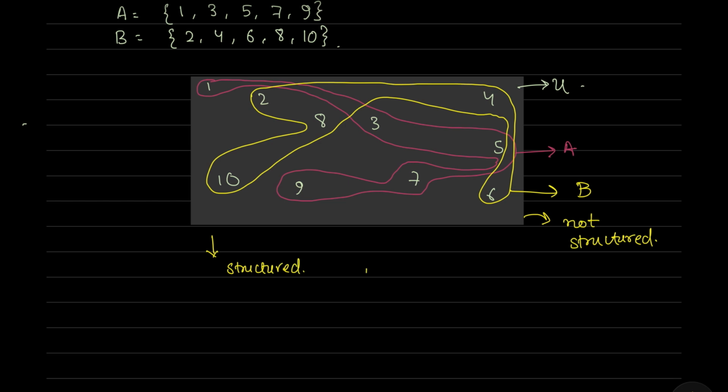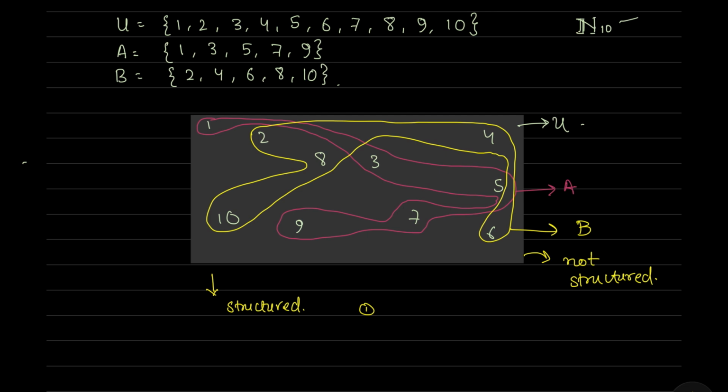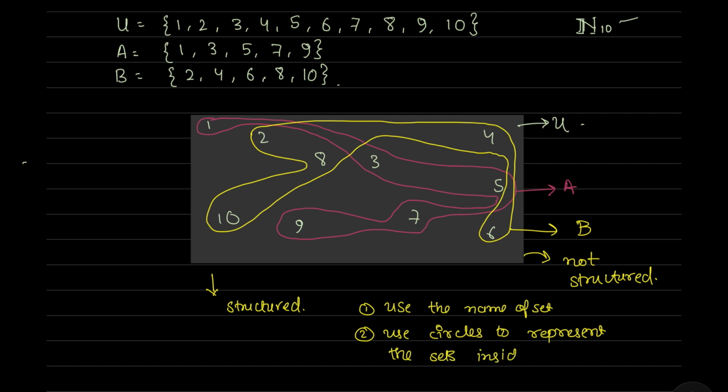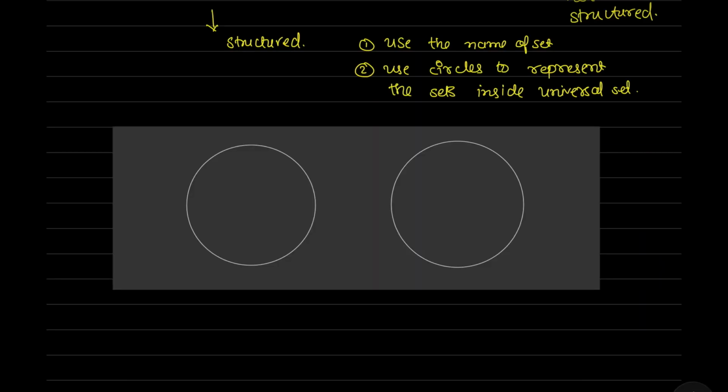Step 1 that we can take, instead of using the entire elements of the set in a roster form, we will use the name of the set. Next, we will use circles to represent the sets inside the universal set. Alright, let's make it a bit more structured. See, this is what we have made.